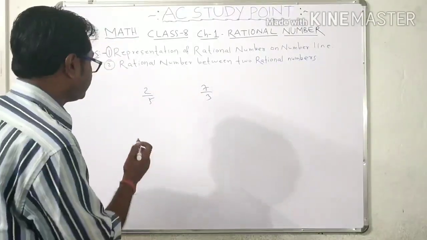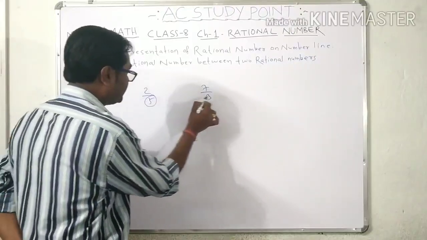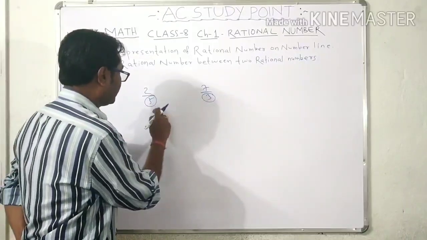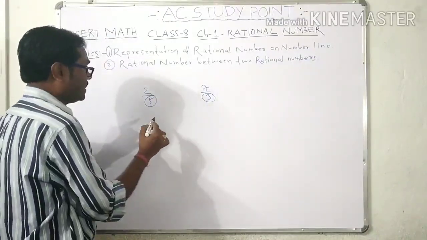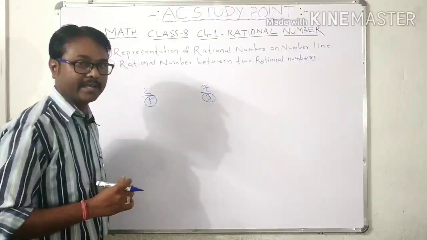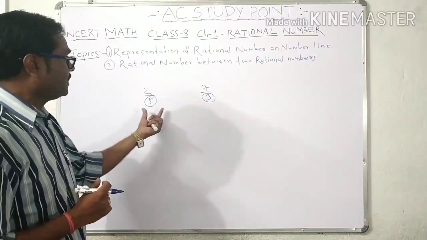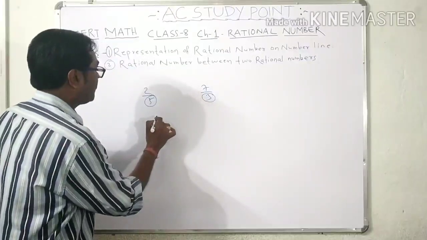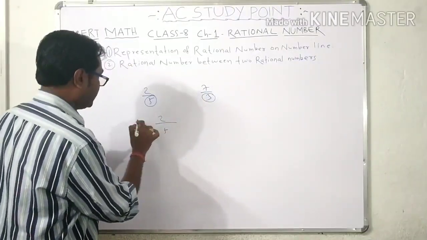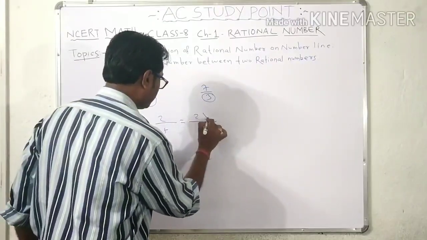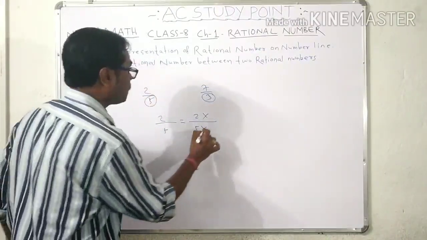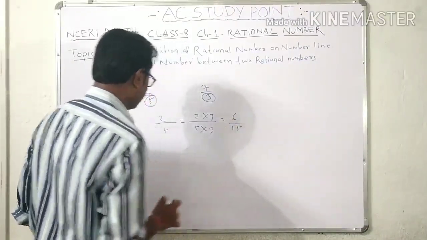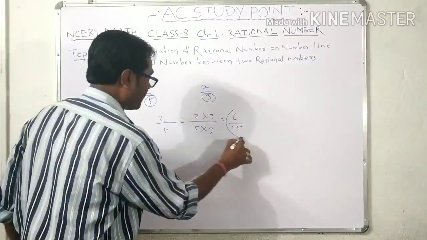The other way is to try to make the denominators the same. So the second method is to make the denominator same. Here the denominators are 5 and 3. How can you make them same? You just take the LCM, and the LCM of 5 and 3 is 15. So make the denominator 15. Now 2 by 5 becomes 2 into 3 over 5 into 3, that is 6 by 15.